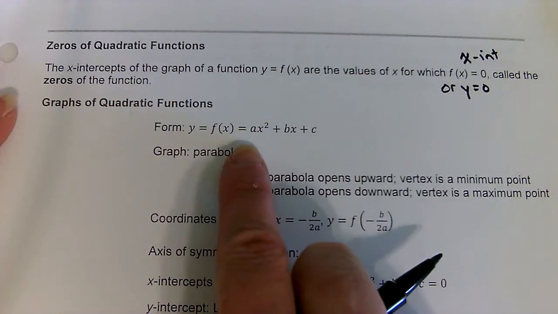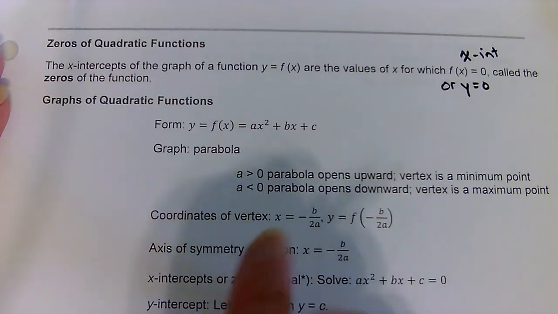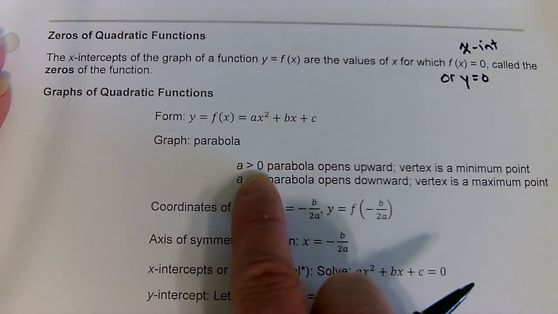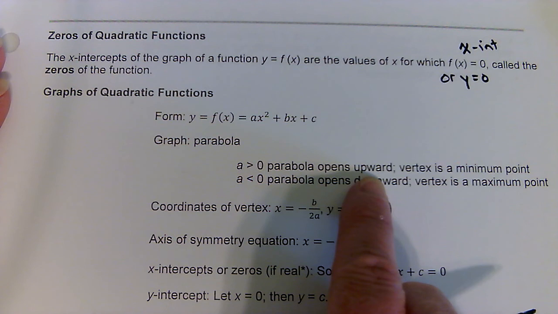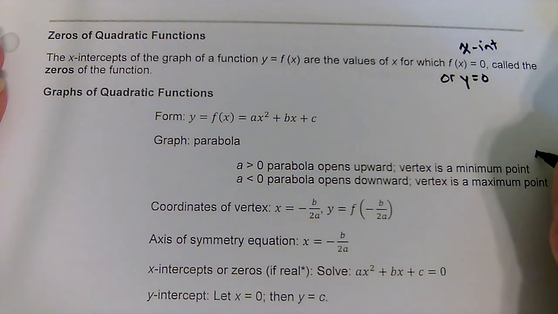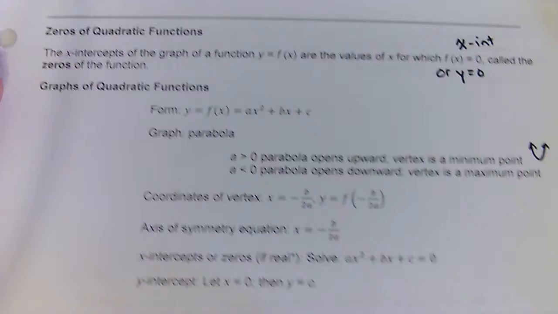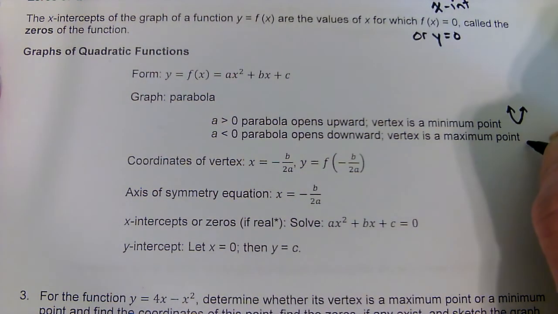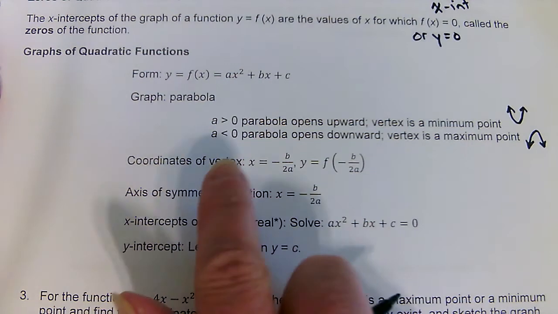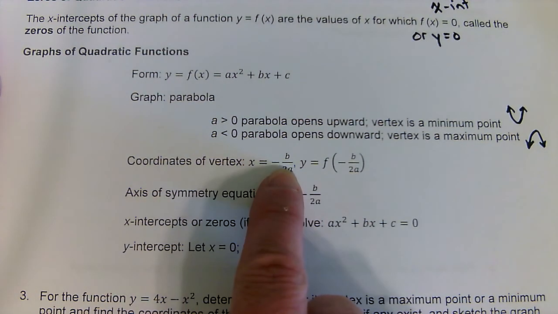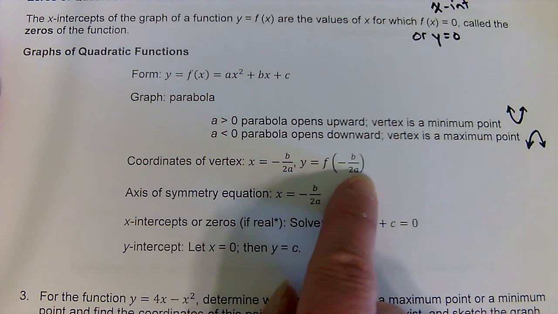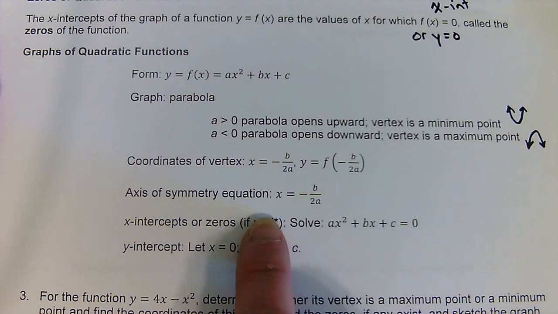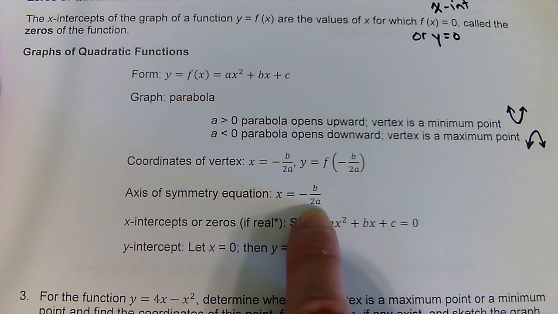So let's review a little bit. Okay, we have this form of a quadratic. If a is positive, the parabola is opening up, and if it opens up, my vertex is a minimum. If a is negative, it opens down, and my vertex would be a maximum. I'm going to find the vertex using x equals negative b over 2a, and I'll find the y value by just plugging that number into f. That also gives me my axis of symmetry.